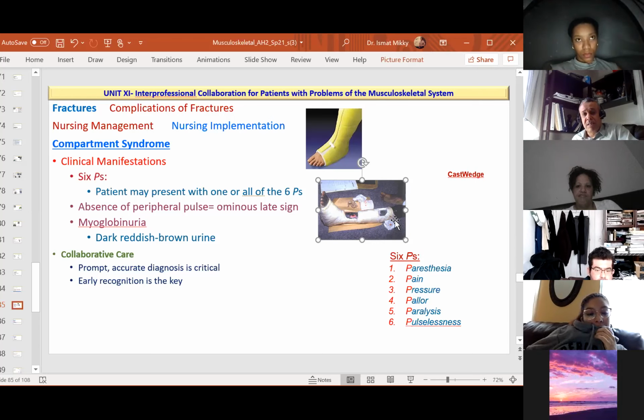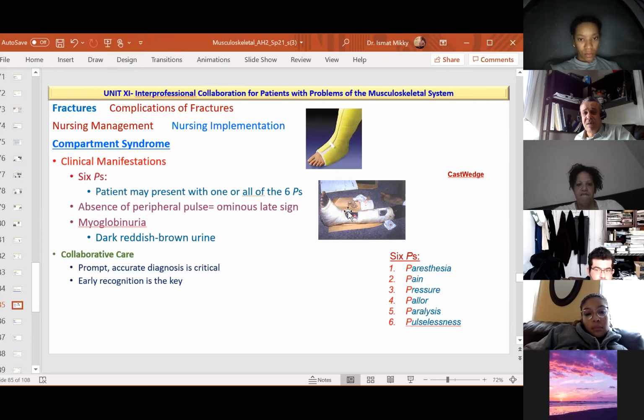Dr. Mickey? Yes. But how would they know where the infection is? I mentioned that you will notice some type of drainage coming through the cast, because the cast is fiberglass or POP, plaster of Paris.